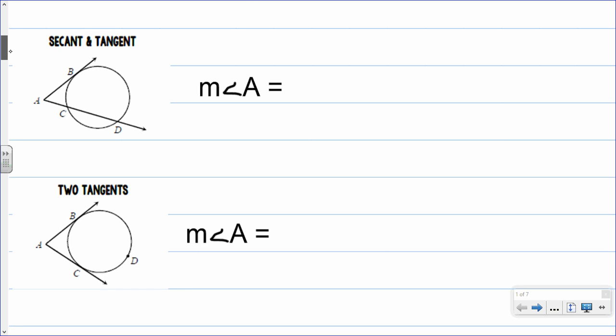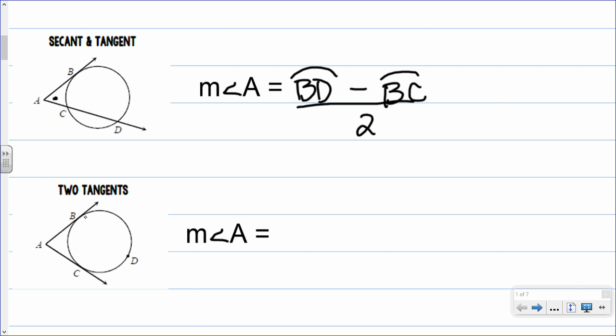If we have a secant and a tangent, we're going to do the same thing. We're looking for this exterior angle, angle A. And so to do that, we're going to subtract the bigger arc, which is BD. So arc BD minus the smaller arc that it intercepts, which is arc BC. And then we're going to divide that by 2.